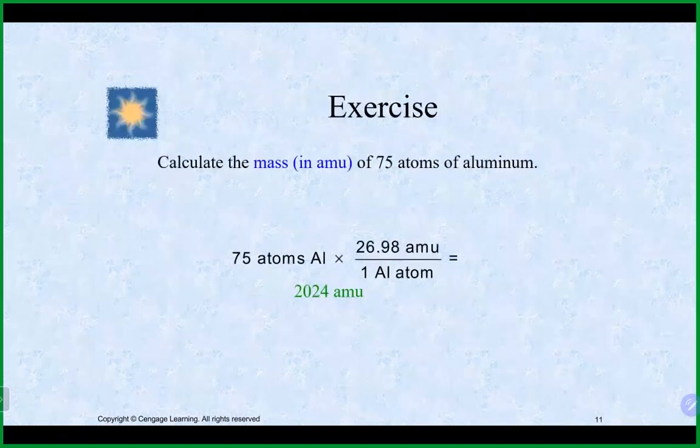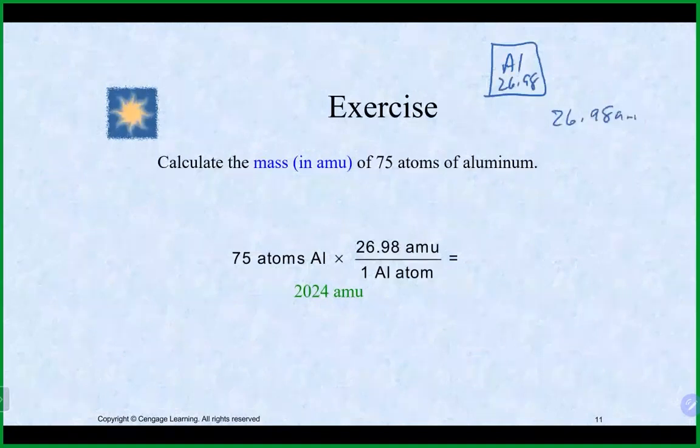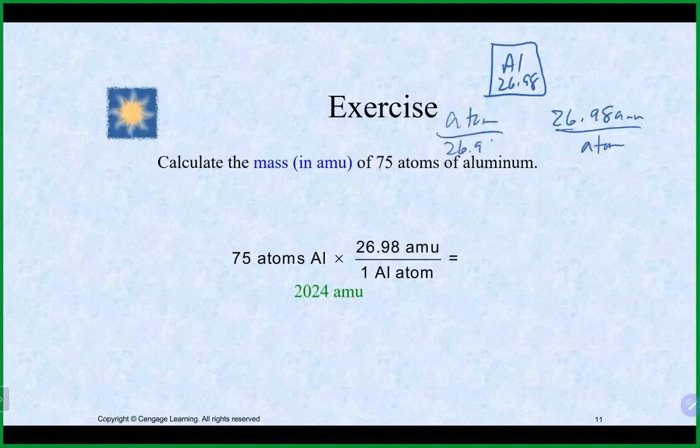Another one here, if we look at aluminum, and if we look underneath aluminum on the periodic table, it will say 26.98. So once again, one version of that, we could say an atom is 26.98 AMU. So once again, using that as a conversion factor here, the atoms of aluminum will cancel. Multiplying our 75 times our 26.98 ends up with 2024 AMU.